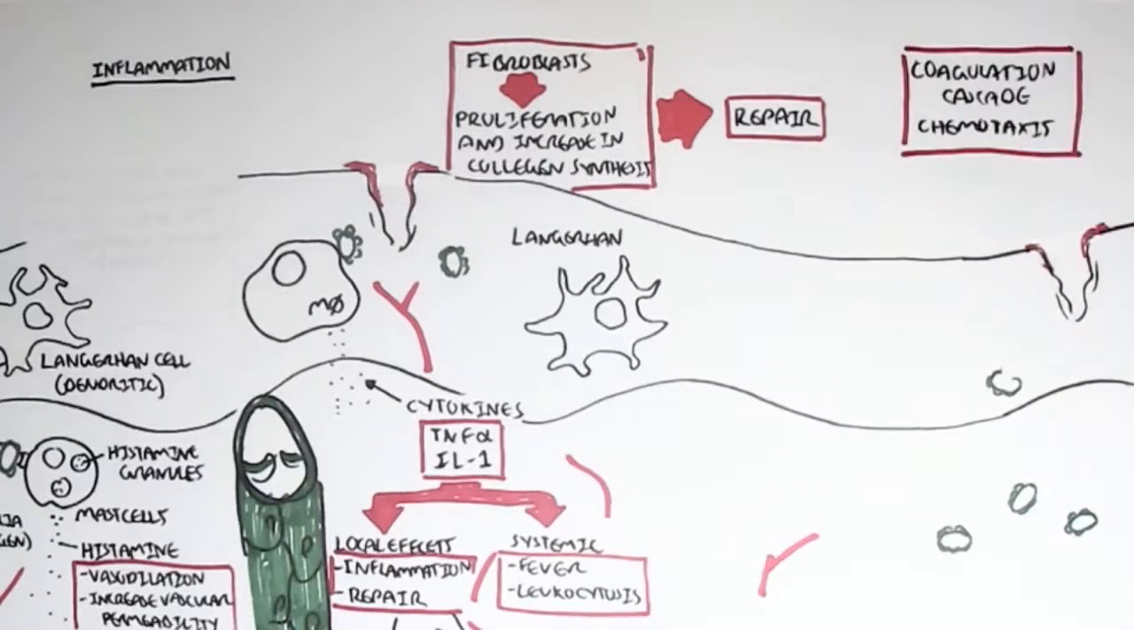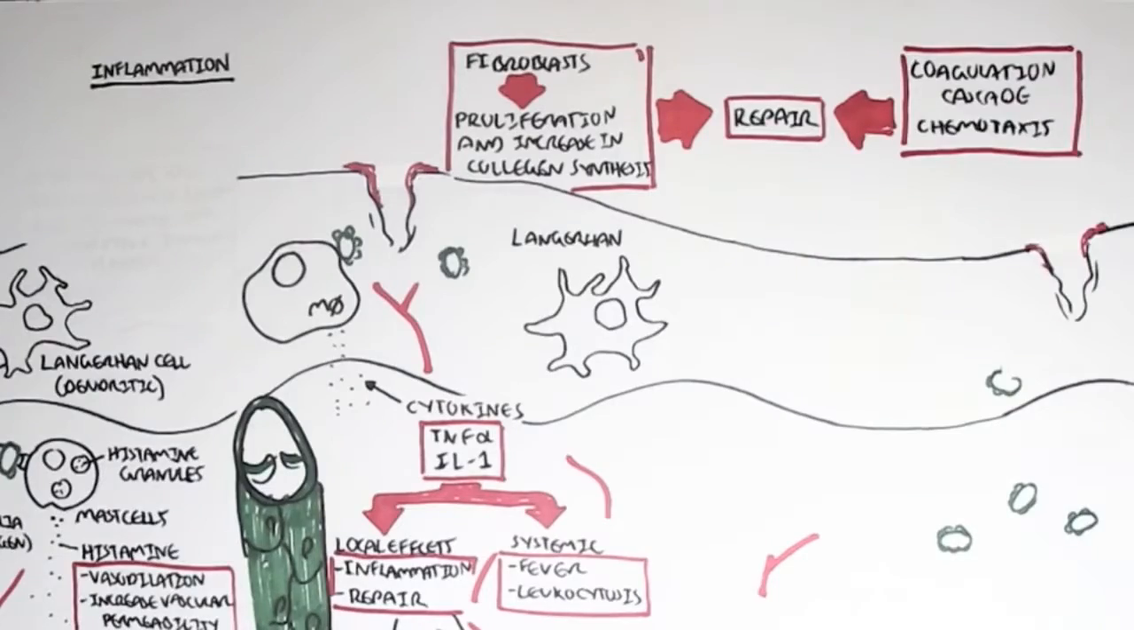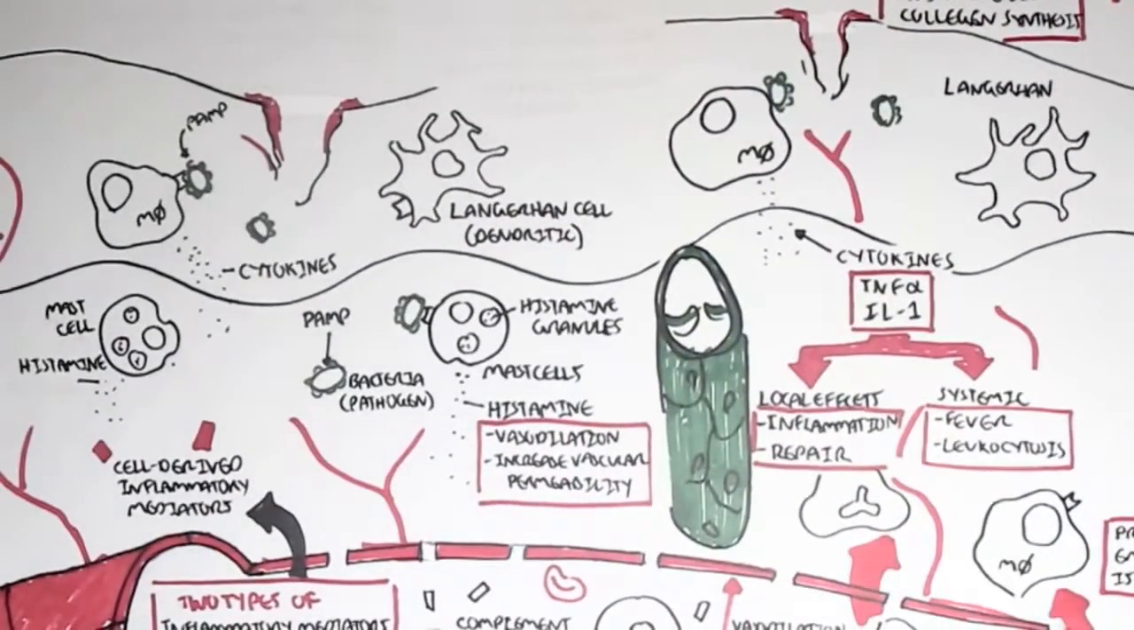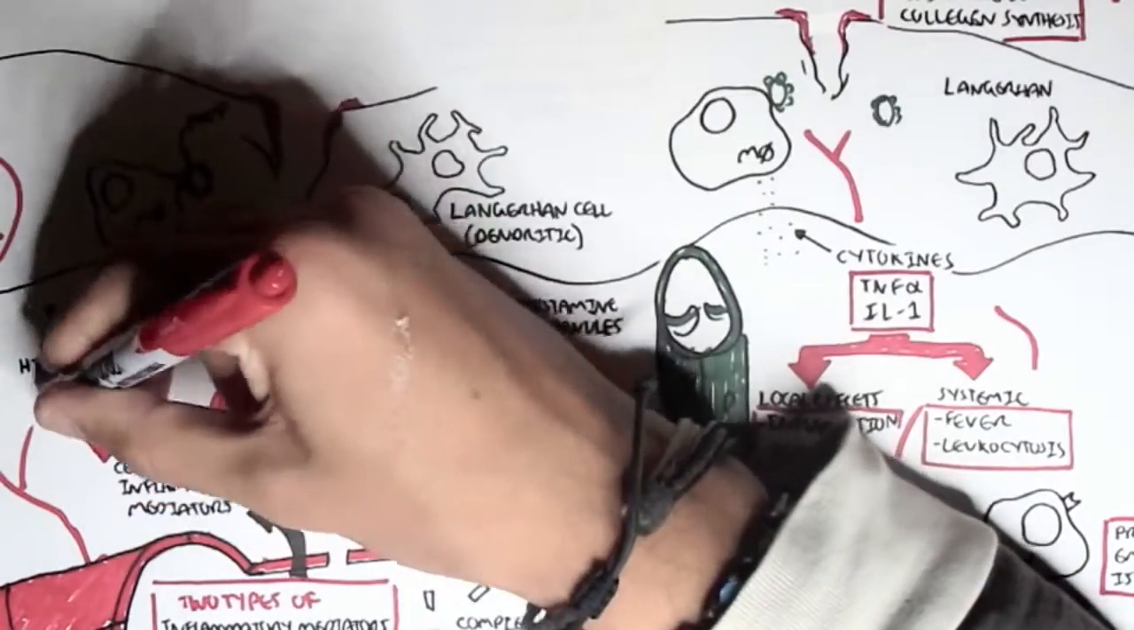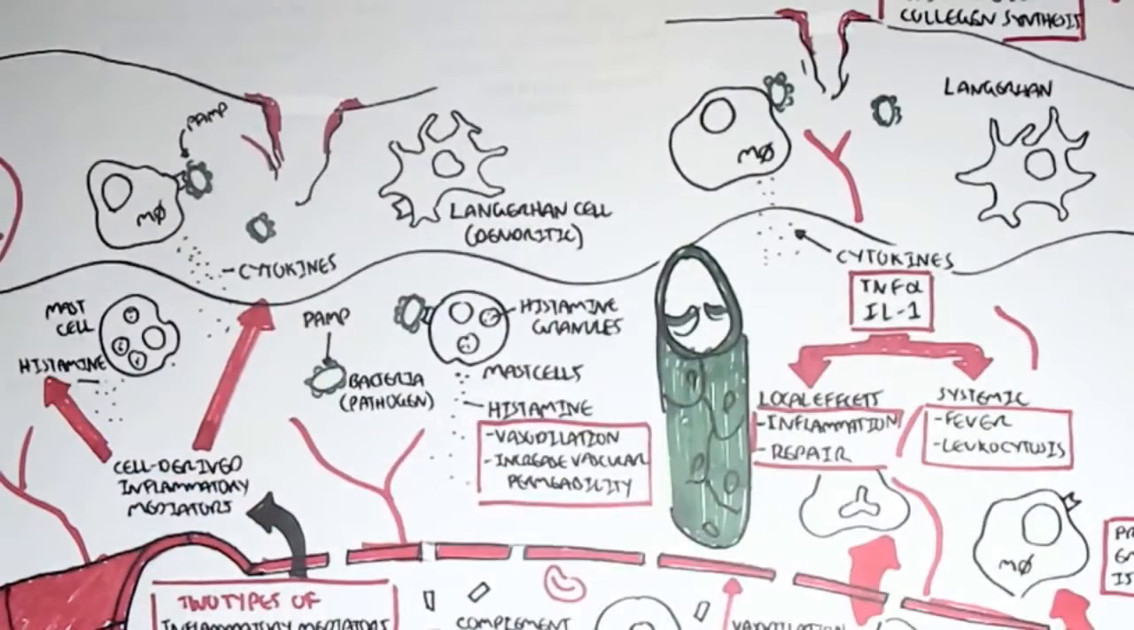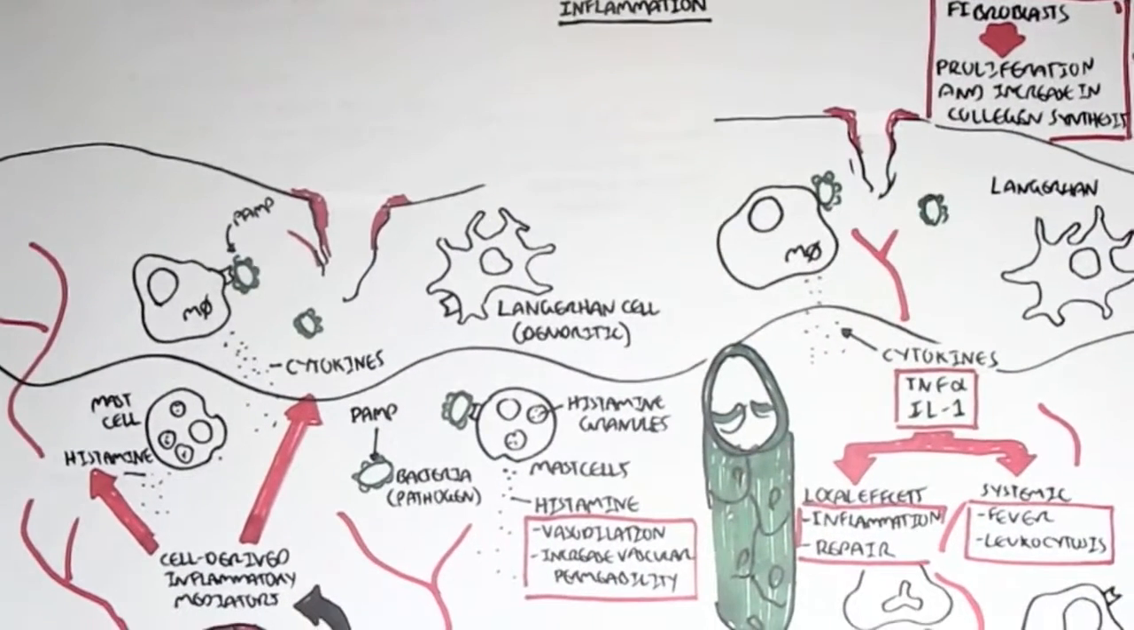Now, going back to the inflammatory mediators, remember we had two types, the plasma-derived and the cell-derived. The cell-derived are these cytokines, for example, and also histamine. These are cell-derived because they come from cells. They are made from cells.